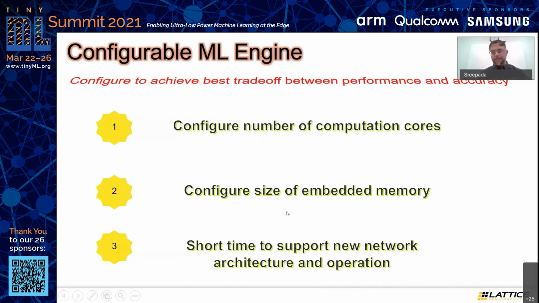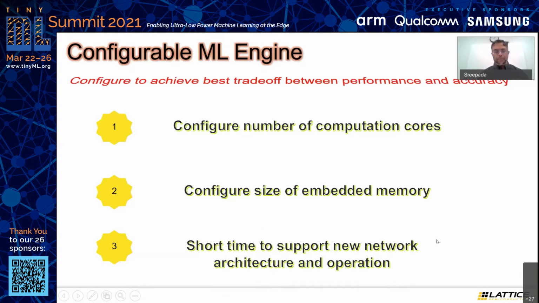For example, we have applications like predictive maintenance where the whole ML is running like a background process, and there we would like to reduce the memory required for the ML application and give it to something else, for a more real-time application requirement. So there are trade-offs that we need to make, and we can do that with our framework and the IP itself.